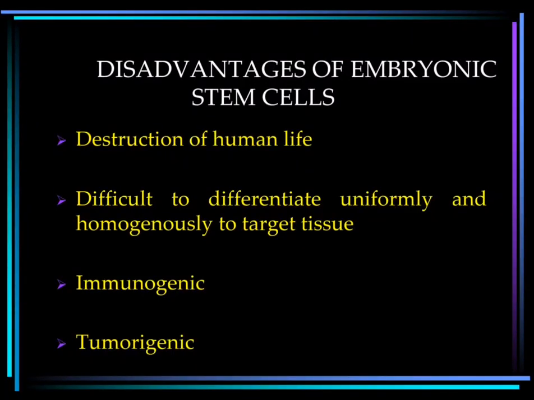What is immunogenicity? What do you mean by that? It is simply defined as the ability of a cell to induce an immune response that can prevent its growth. But our understanding of this mechanism is still evolving. Now, what is tumorigenicity? That is a tendency to produce tumors. These were the disadvantages of the embryonic stem cells.